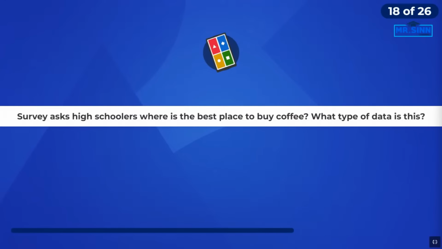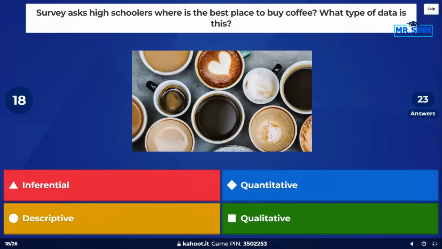A survey asks high schoolers, where is the best place to buy coffee? What type of data is this? What do we got?